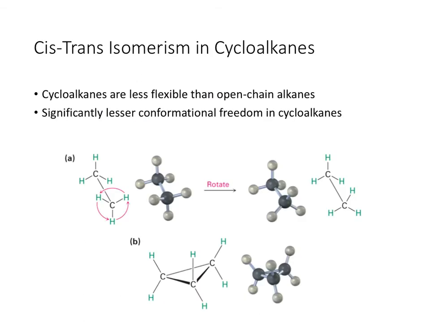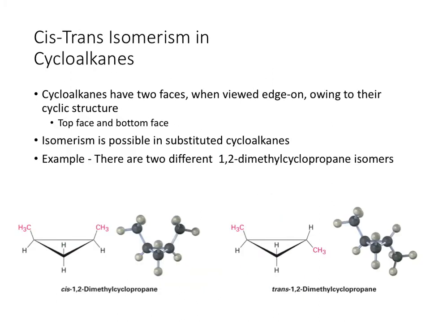Cyclohexanes are less flexible than their open chain counterparts because they're locked into a ring, so they have a lot less freedom. So notice if you have ethane, you can freely rotate, but if you have cyclopropane, you could build the model and prove this to yourself. You can't freely rotate those carbon-carbon bonds. As a result of that restricted rotation, you can get what's called cis-trans isomerism.